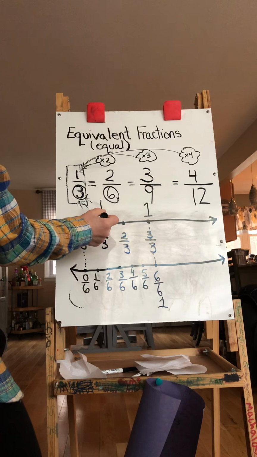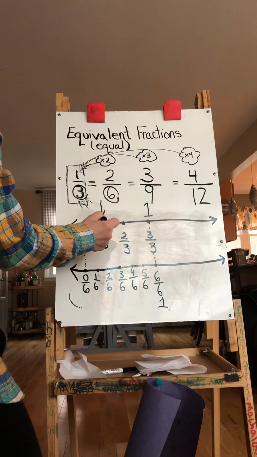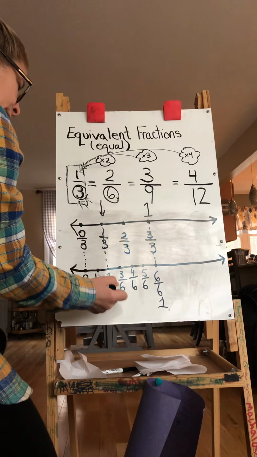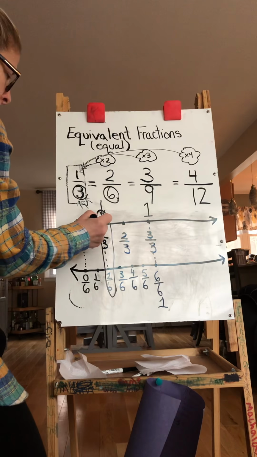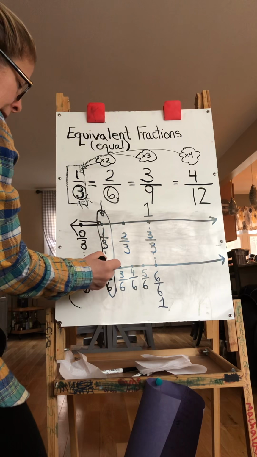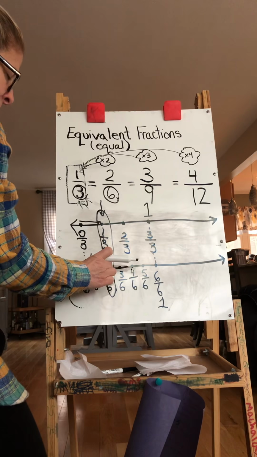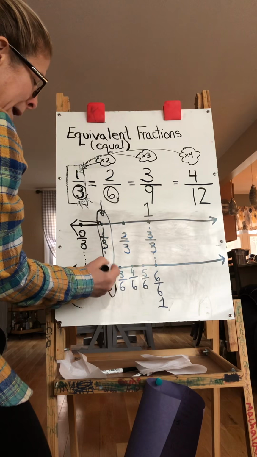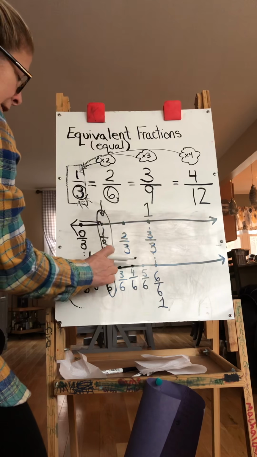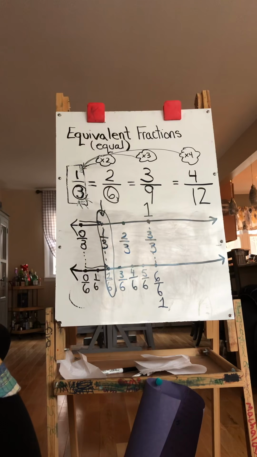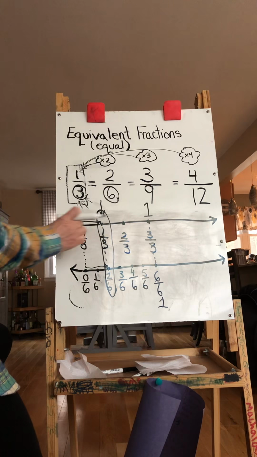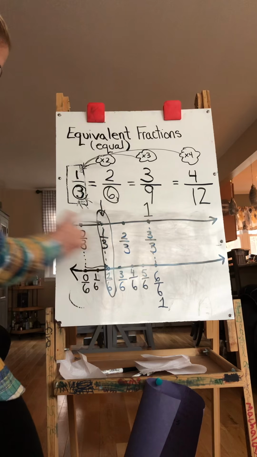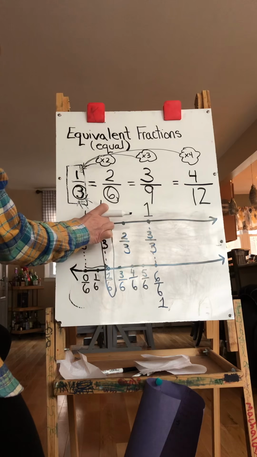Now I want to know which fraction is equivalent with 1/3. From here to here and here to here, they cover the same amount of surface area. Okay, that is how I know they're equivalent. From here to here and from here to here. From 0/3 to 1/3 and 0/6 to 2/6, it's the same amount of surface area.